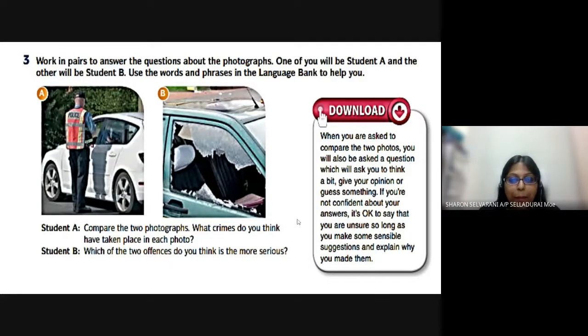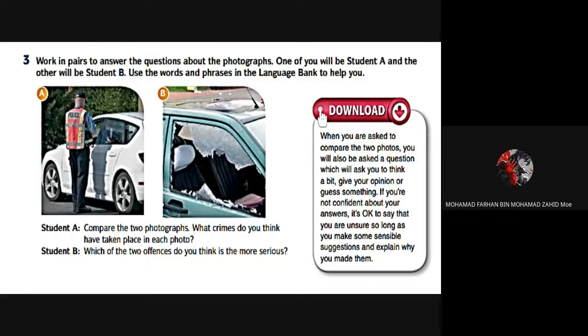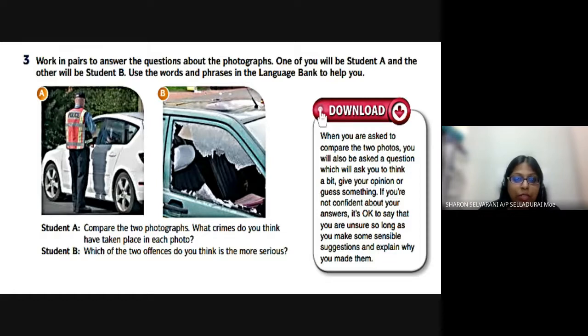What do you think would have happened to this car in picture B? Probably a burglary. Okay, you think somebody has broken into this car. Or else, if it was not someone breaking into this car, what else could have happened to it? When you see the glass has shattered and it's dented up here. Either vandalism or probably an accident. All right.